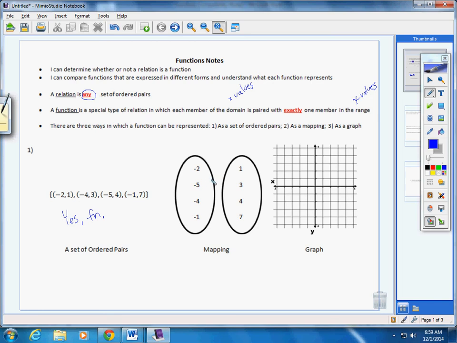And we'll do another example in a second where we actually have to give a better explanation than that. Now, this is a mapping. This is another way to represent a relation. These are the same numbers that you see right over here in your set of ordered pairs.